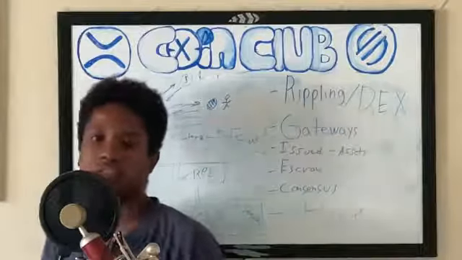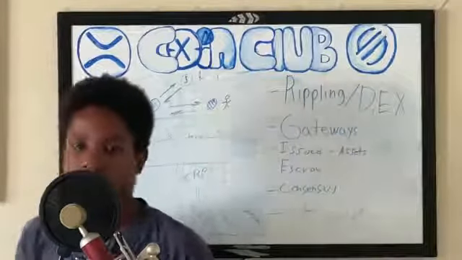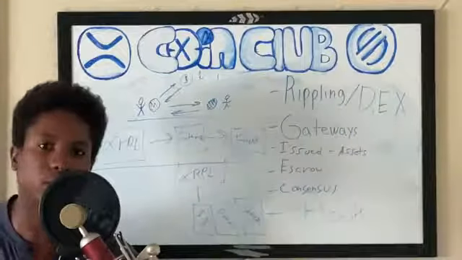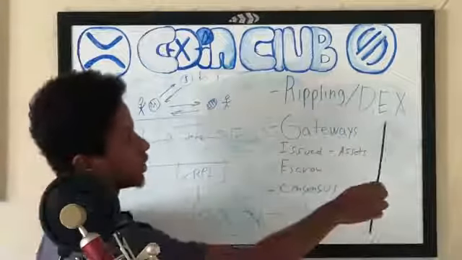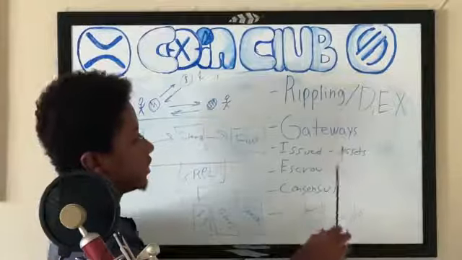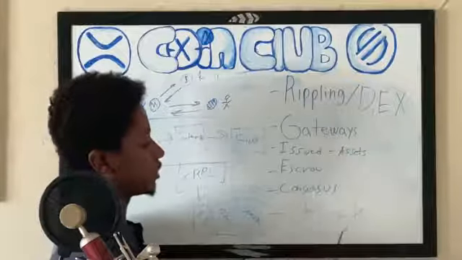Now, we're going to be going over different types of coin features, today's coin being XRP. Now, the features associated with XRP include decentralized exchanges, rippling, gateways, issued assets, escrow, consensus, and hooks.